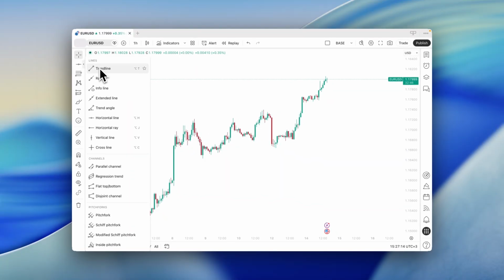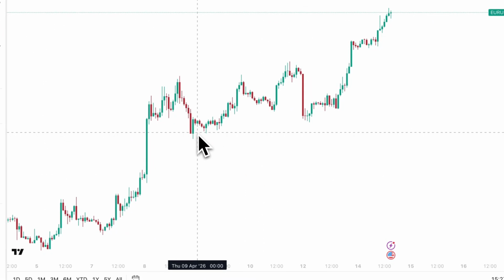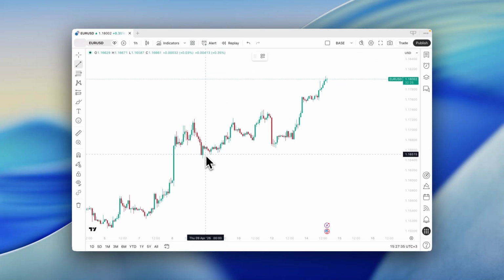You have trend lines, array lines, information lines, extended lines, trend angles, horizontal line, array, a vertical line, and a cross line. So these are what we're going to be discussing today, starting with the trend line. Once you left click on a trend line, it can be drawn on your chart. This is usually done in order to show an upwards movement or a downwards movement.